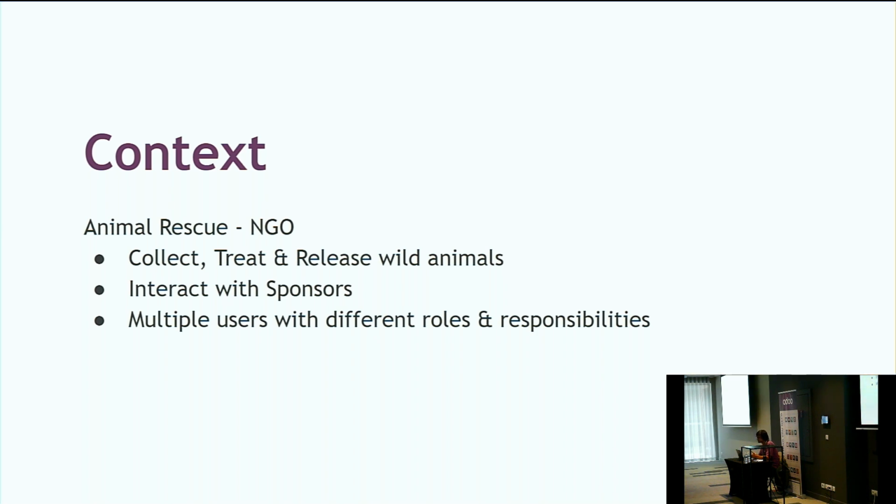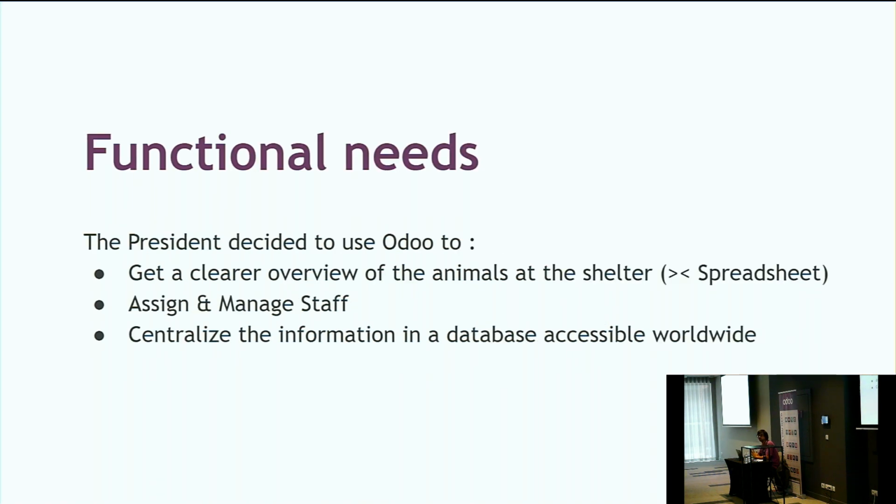And they have a lot of interaction, for example, with sponsors to get the different files they need, and they have different employees that work with different roles. Some are responsible for picking up the animals, others for taking care of the animals, others are, for example, working in IT, etc. And the reason they decided to go for Odoo is that beforehand they were doing everything with spreadsheets, and you know how tedious it becomes when you have a lot of data to manage, right?